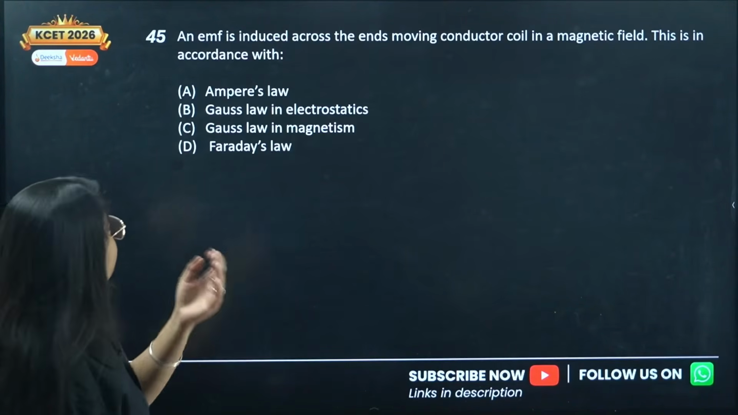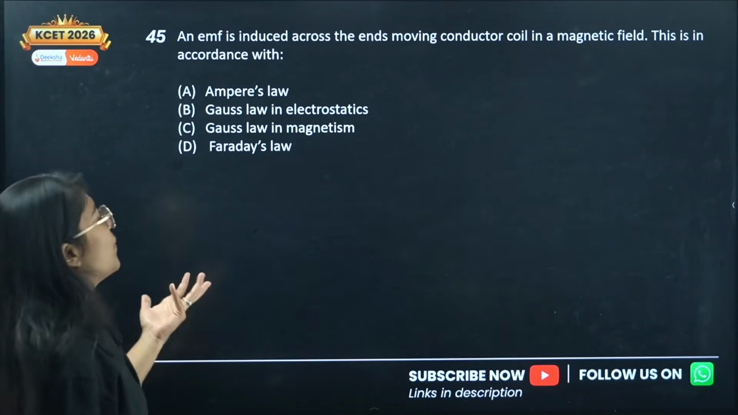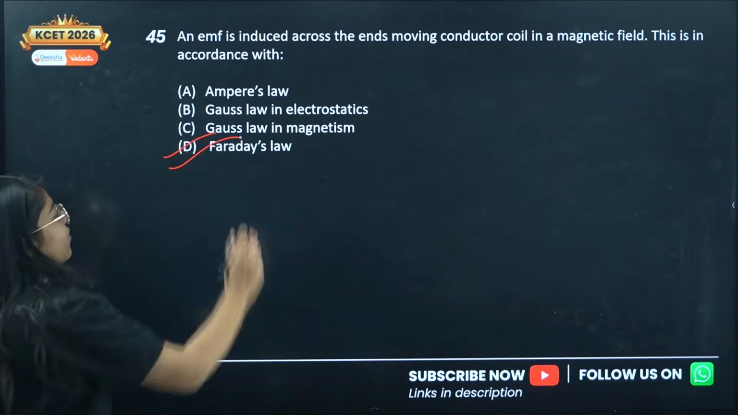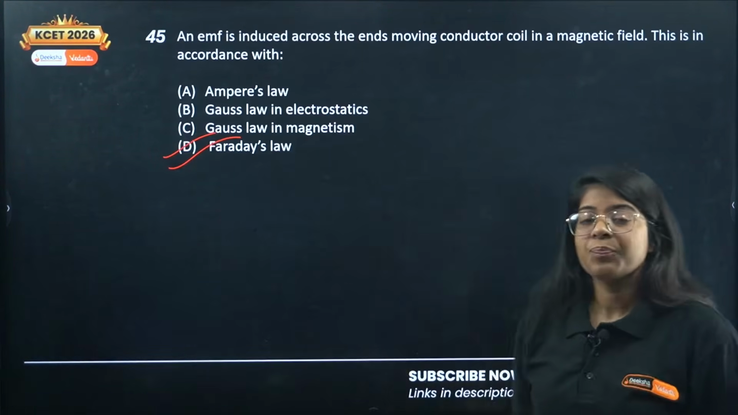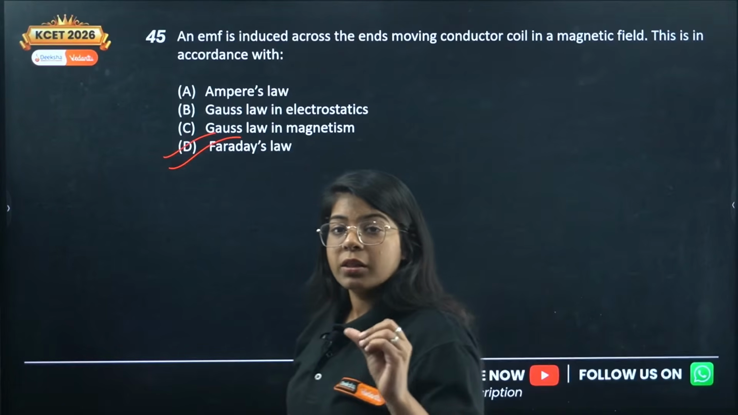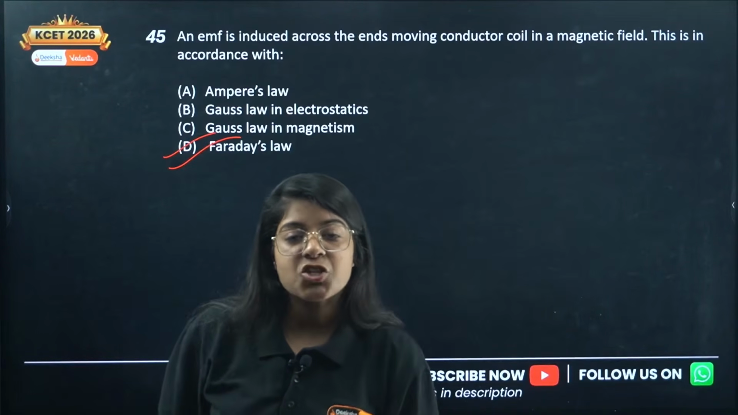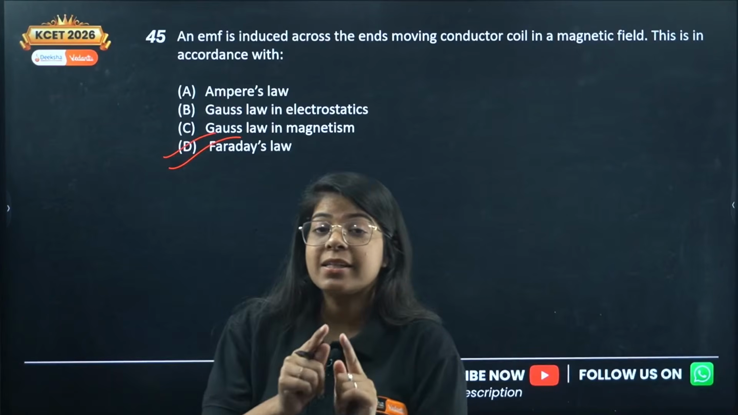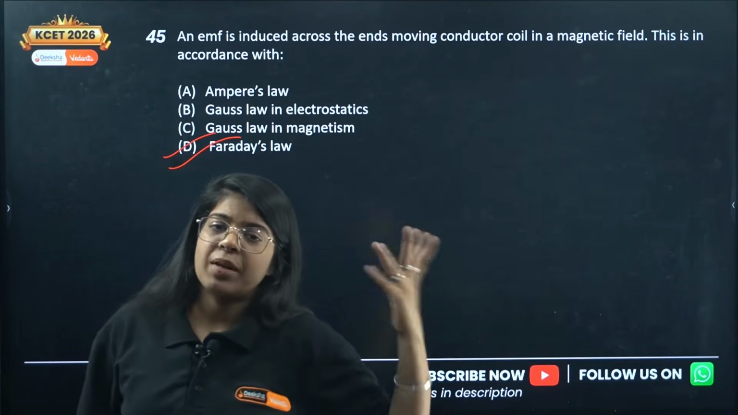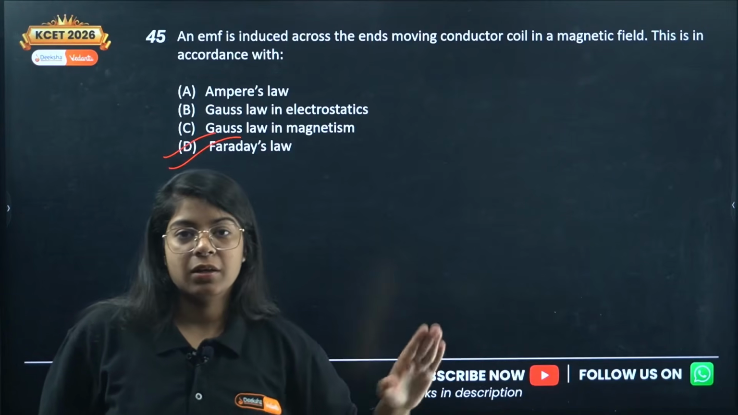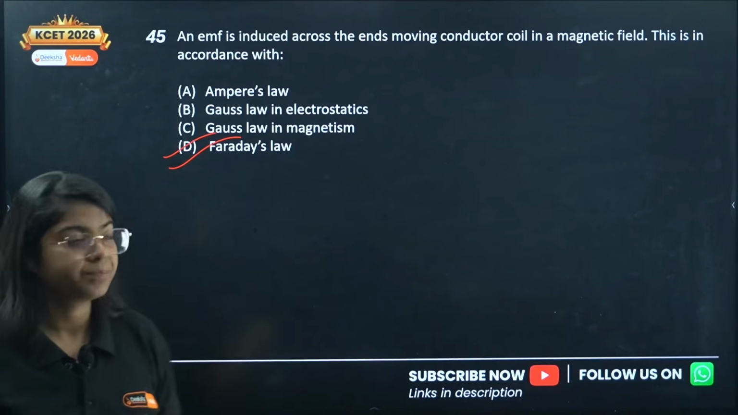Next, 45th question says, an EMF is induced across the ends of a moving conductor coil in a magnetic field. This is in accordance with, ma'am, this is very simple. This is just directly Faraday's law, and while we are on these laws, you need to remember all the perfect definitions and formulas and their significance of all these laws. Gauss law in electrostatics, in magnetism, Ampere's law, Faraday's law, everything. Okay, they should be on your fingertips.